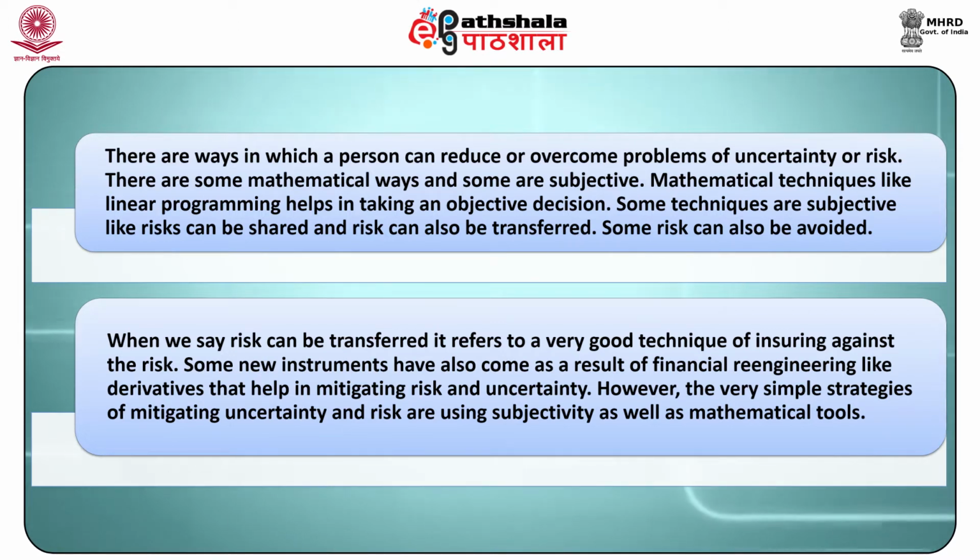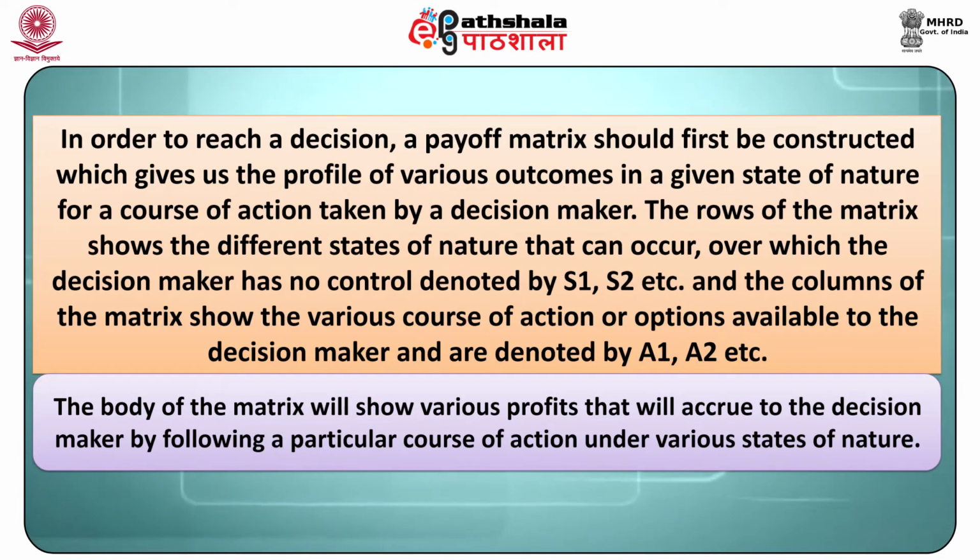When we say risk can be transferred, it refers to a very good technique of insuring against the risk. Some new instruments have also come as a result of financial re-engineering, like derivatives, that help in mitigating risk and uncertainty. However, the very simple strategies of mitigating uncertainty and risk are using subjectivity as well as mathematical tools. In order to reach a decision, a payoff matrix should first be constructed, which gives us the profile of various outcomes in a given state of nature for a course of action taken by a decision maker.